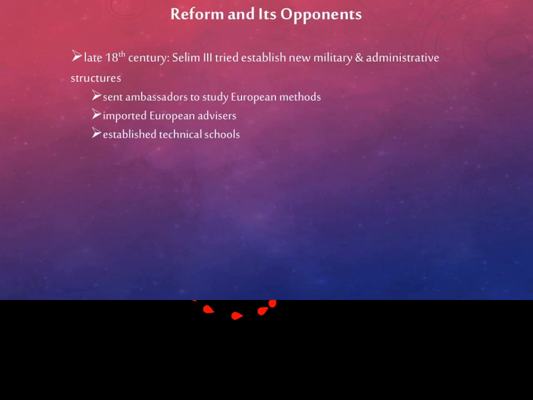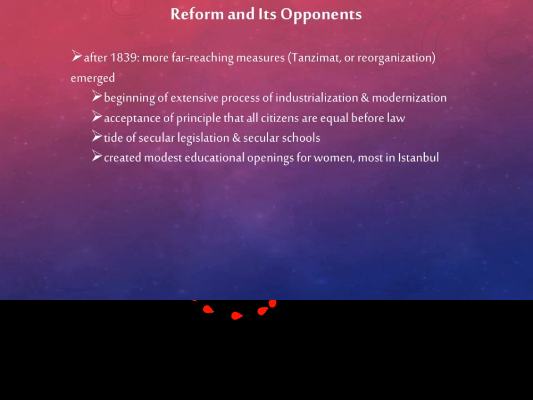And in the late 18th century, Selim III tried to establish new military and administrative structures. He sent ambassadors to study European methods and learn. He imported European advisors to come and teach. And they even established technical schools. So here we see a different reaction to Western military. With this Sultan Selim III, he began to use Western military advisors as opposed to working against them. And so here in the late 18th century, these religious leaders and the elite janissaries, even though they argued against European intrusion into this essential Ottoman center of power, they still used them. Unfortunately, in 1807, the Sultan was overthrown and murdered, thus ushering in the Tanzimat period.